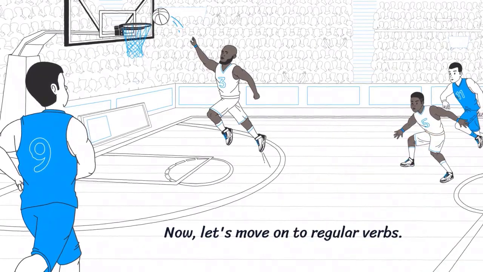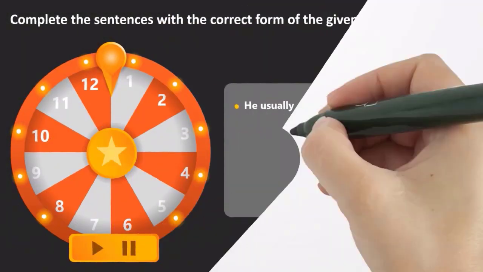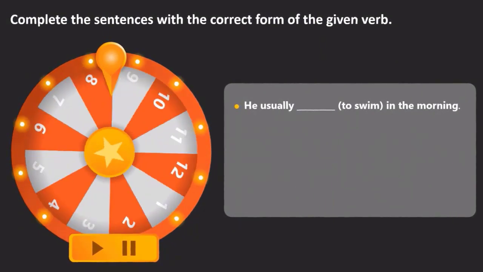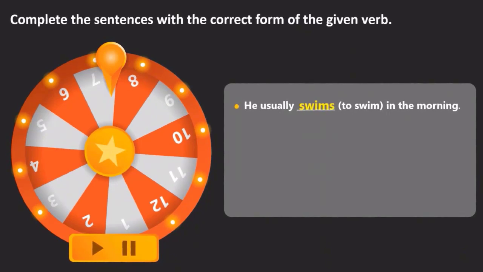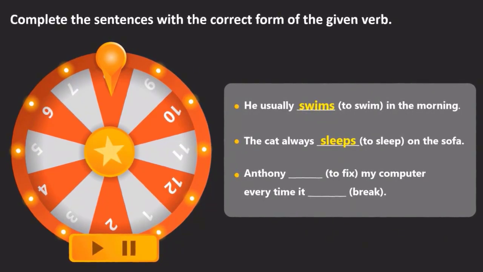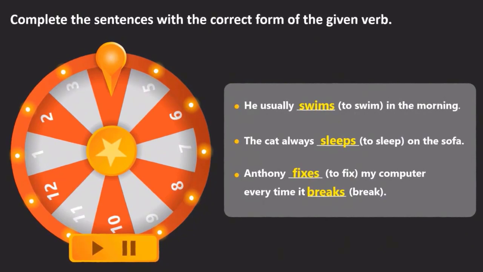Now, let's move on to regular verbs. Complete the sentences with the correct form of the given verb. He usually, to swim, in the morning. The correct answer is he usually swims in the morning. The cat always, to sleep, on the sofa. The correct answer is the cat always sleeps on the sofa. Anthony, to fix, my computer every time it, break. The correct answer is Anthony fixes my computer every time it breaks.